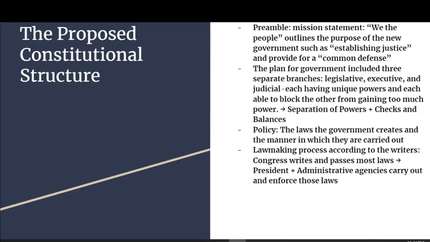Next, we have the policy, the laws the government creates, and the manner in which they are carried out. This is just simply the definition of policy. And the lawmaking process, according to the founding fathers and writers of the Constitution, states it like so. Congress writes and passes most of the laws. The President and administrative agencies carry out and enforce those laws. And eventually, the Supreme Court determines the constitutionality, but that's called judicial review, and it doesn't happen until later on in the development of United States history.